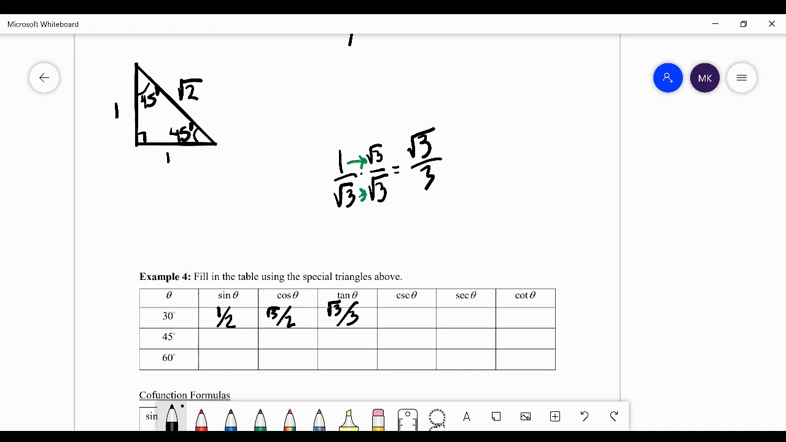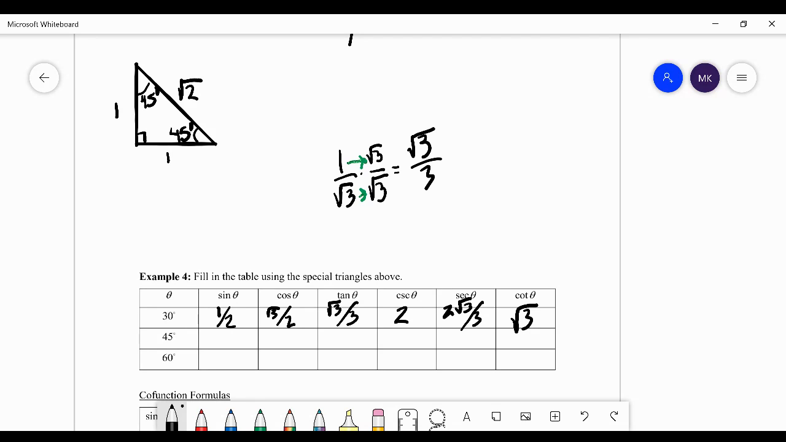Now, to find cosecant, secant, and cotangent, what do we need to do? We just remember they're paired up with other ones and flip them. Cosecant pairs with sine, so we flip sine and we just get 2. Secant pairs with cosine, so we flip that, and we have to do that same rationalizing thing. So we end up with 2 root 3 over 3. Tangent of theta pairs with cotangent. We flip root 3 over 3, or if you think back to what we started with, 1 over root 3. Flip that, and we just get root 3. It's not too bad, right?